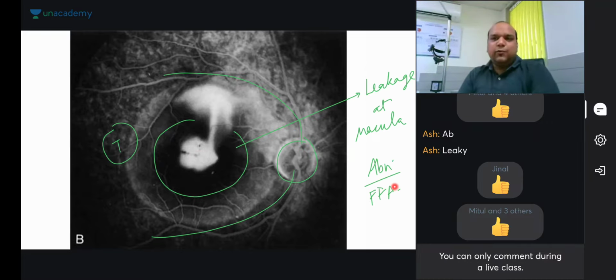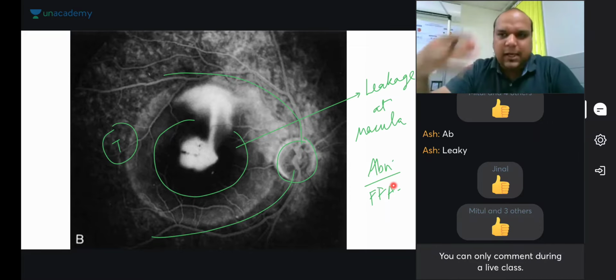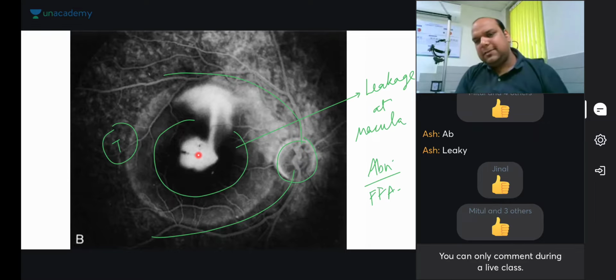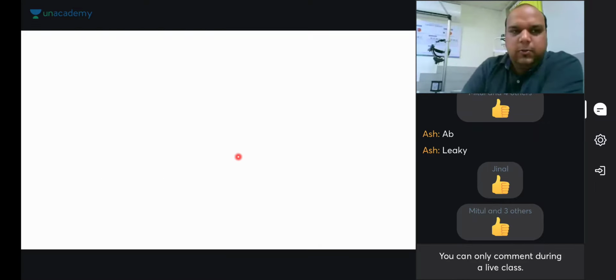Okay, everybody. So that's how you find out macular pathologies and vascular pathologies on FFA. When I do teach you the pathologies later on, I will keep bringing on these photographs again to explain you each pathology. Okay, and that's all about my investigation, FFA. Okay, now moving on, guys.